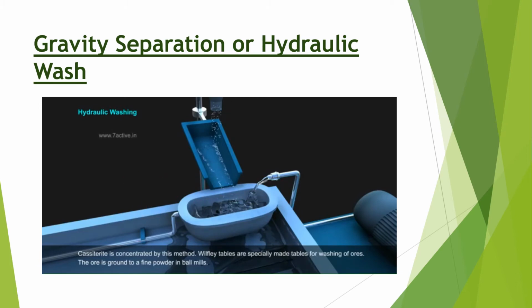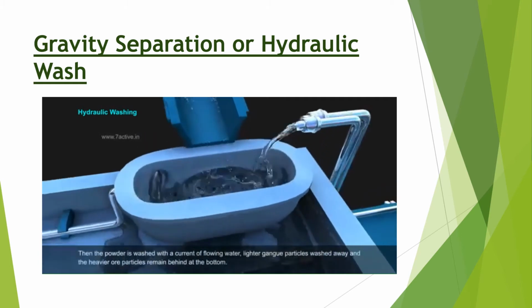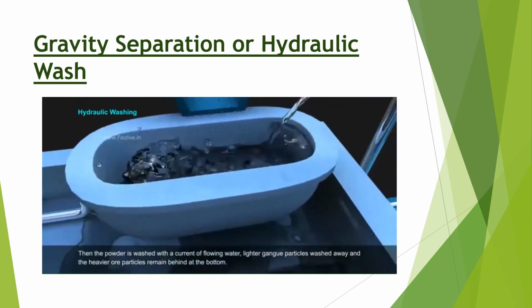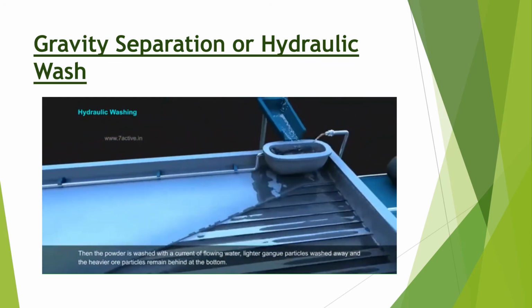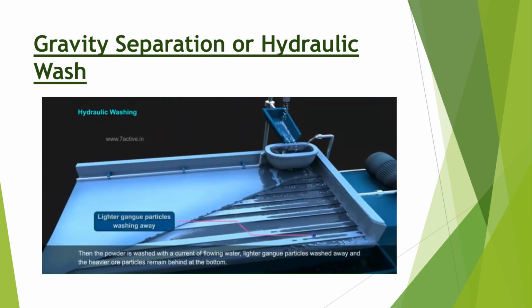The ore is ground to a fine powder in ball mills. Then the powder is washed with a current of flowing water. Lighter gangue particles are washed away and the heavier ore particles remain behind at the bottom.